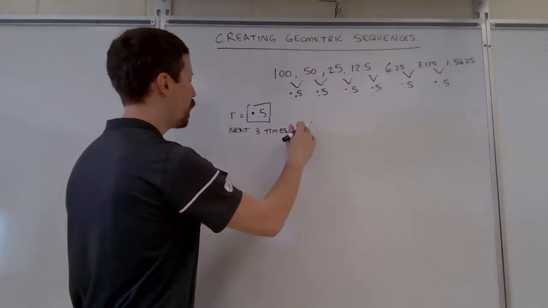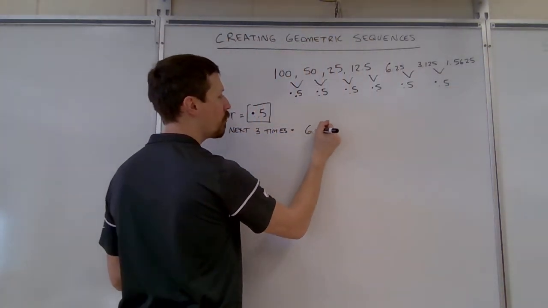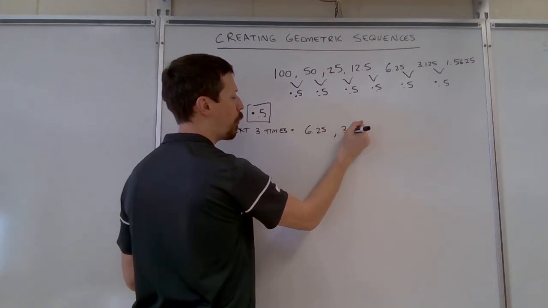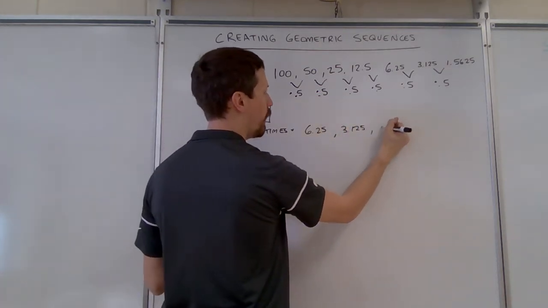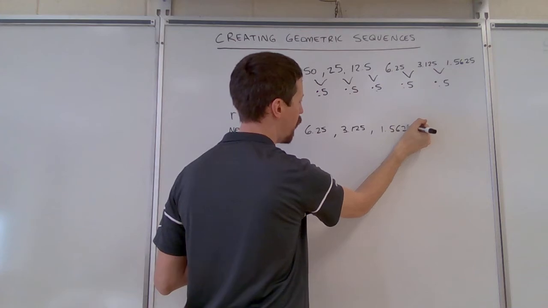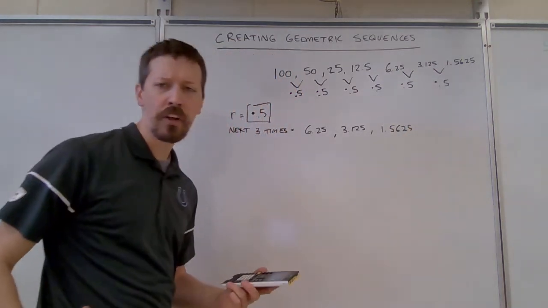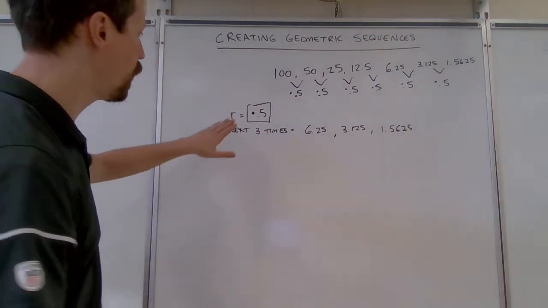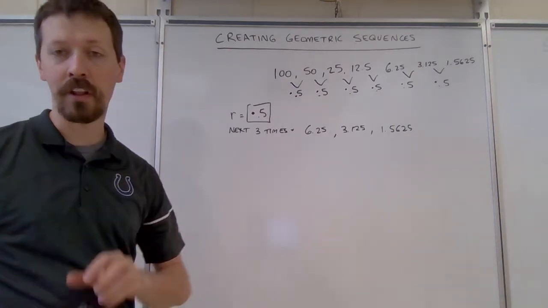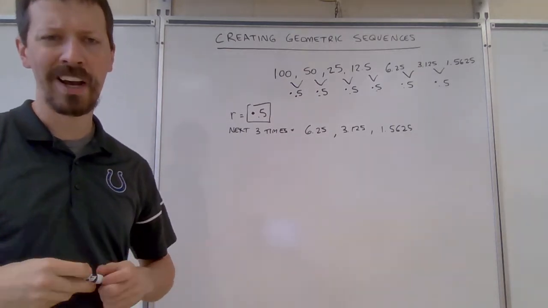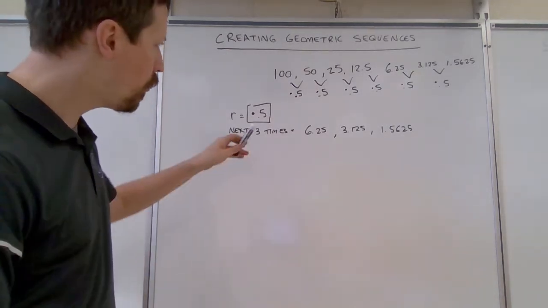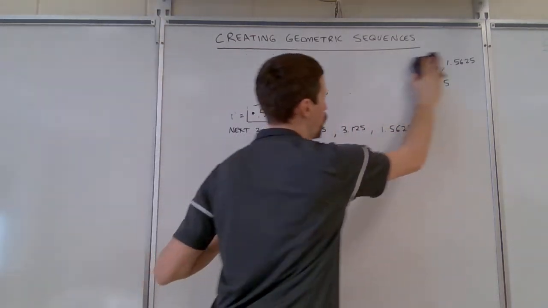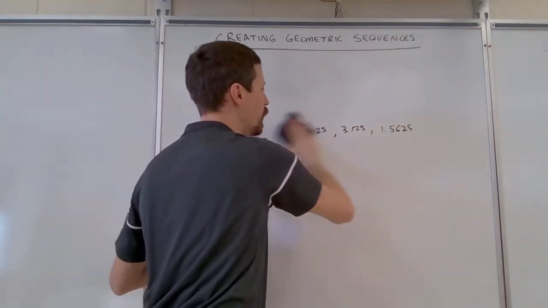All right, so when it says what are my next 3 terms, I had 6.25, 3.125, and 1.5625. All right, it's going to make more sense in a little bit why I'm telling you to figure out the multiplication rather than the division on this. Just kind of trust me on that. Go ahead, try number 4, give it a shot. Please pause the video, see if you can get it.